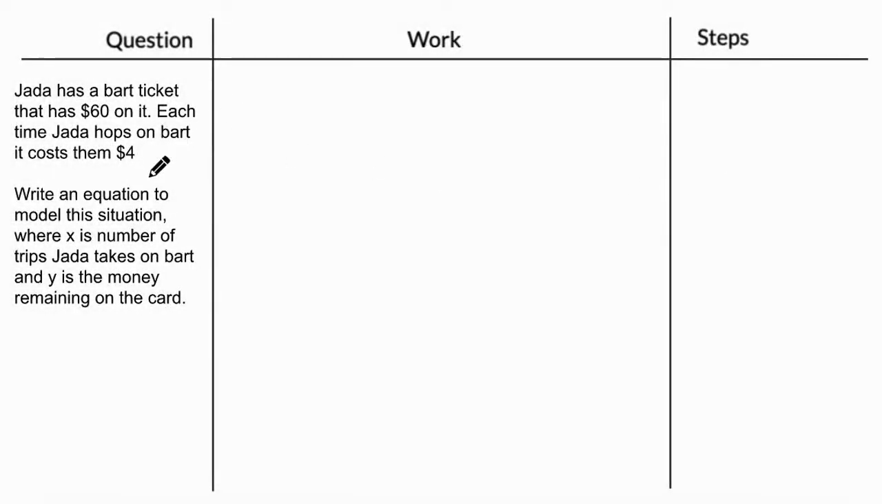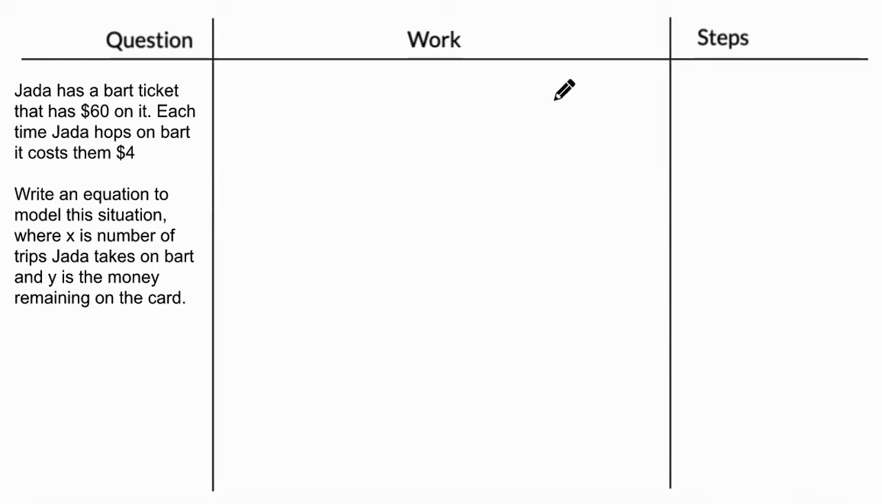Jada has a BART ticket that has $60 on it. Each time Jada hops on BART, it costs them $4. Write an equation to model the situation where x is the number of trips Jada takes on BART and y is the money remaining on the card.